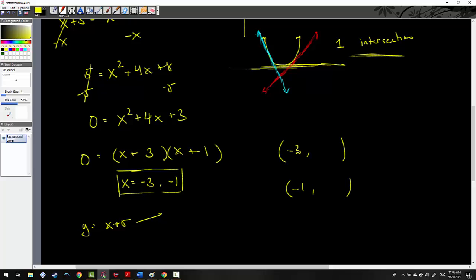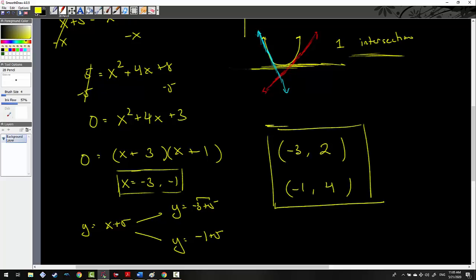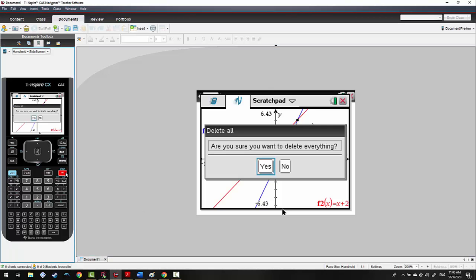And in the case of negative 3, y would be negative 3 plus 5, which then combines out to become a 2, which means when I plug in a negative 3, I get a 2 out. If I let x become negative 1, I get negative 1 plus 5, which means when I plug in a negative 1, I get out a 4. And those seem to be my points of intersection. But don't take my word for it. Let's go ahead and take a look at the calculator and see what he says.